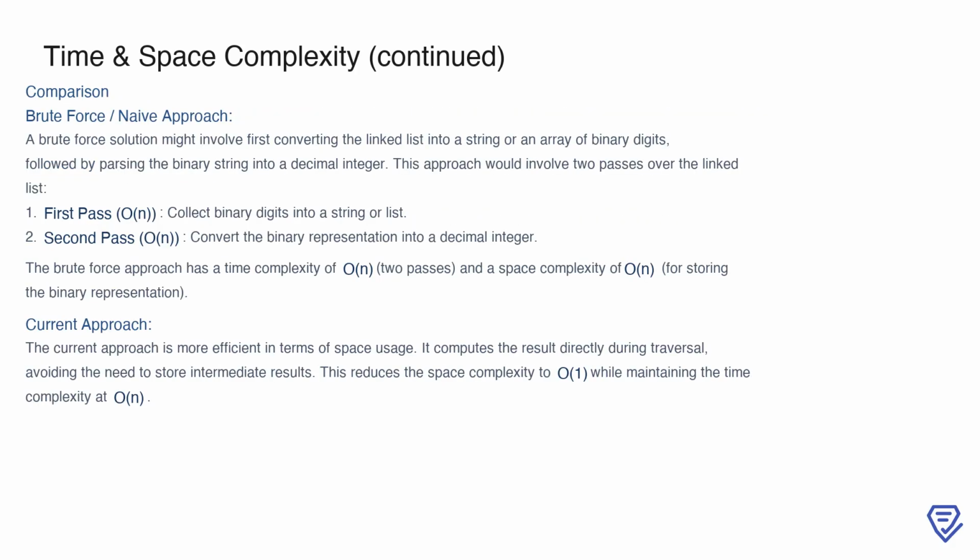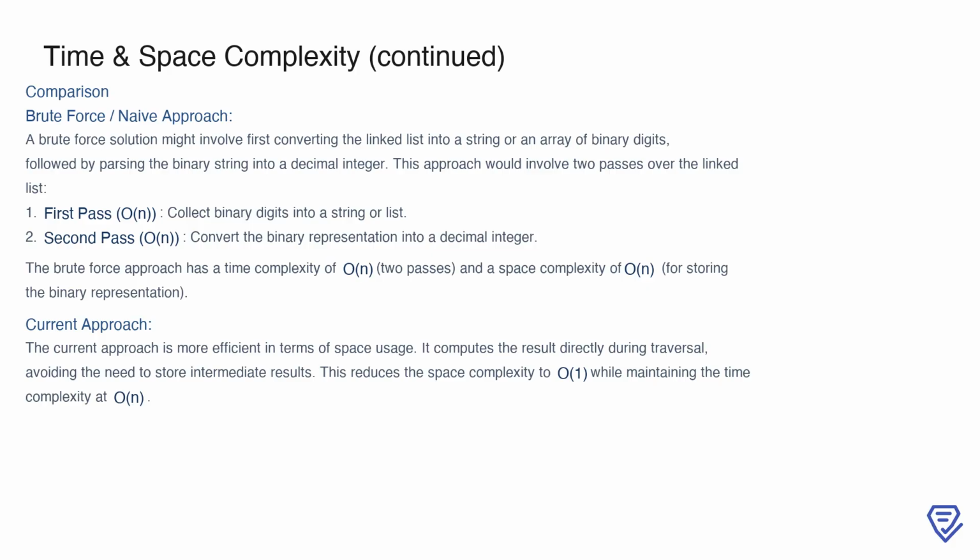Let's compare this approach to a brute force or naive solution. A brute force method could involve first converting the linked list into a string or an array of binary digits, and then parsing the binary string into a decimal integer. This would require two passes over the linked list. The first pass, which collects the binary digits into a string or list, takes O(n) time.